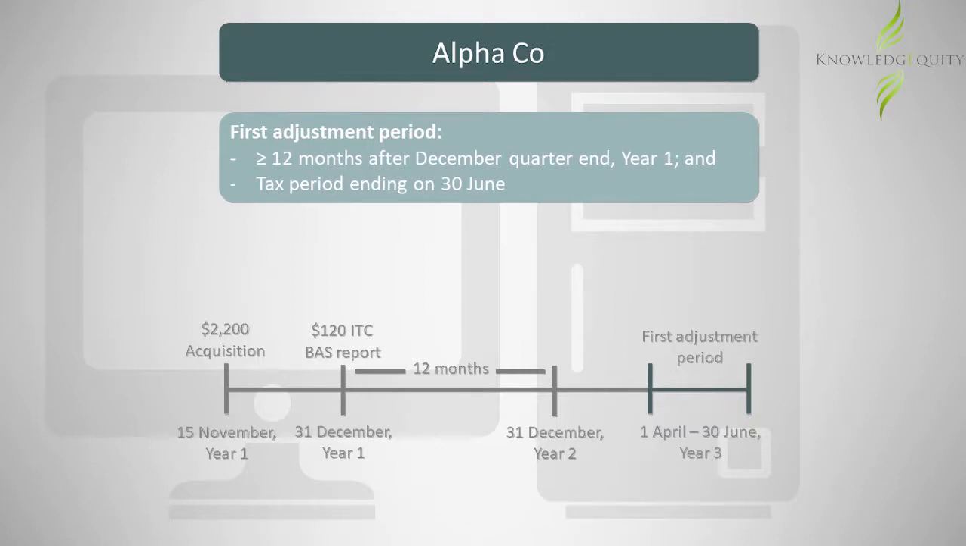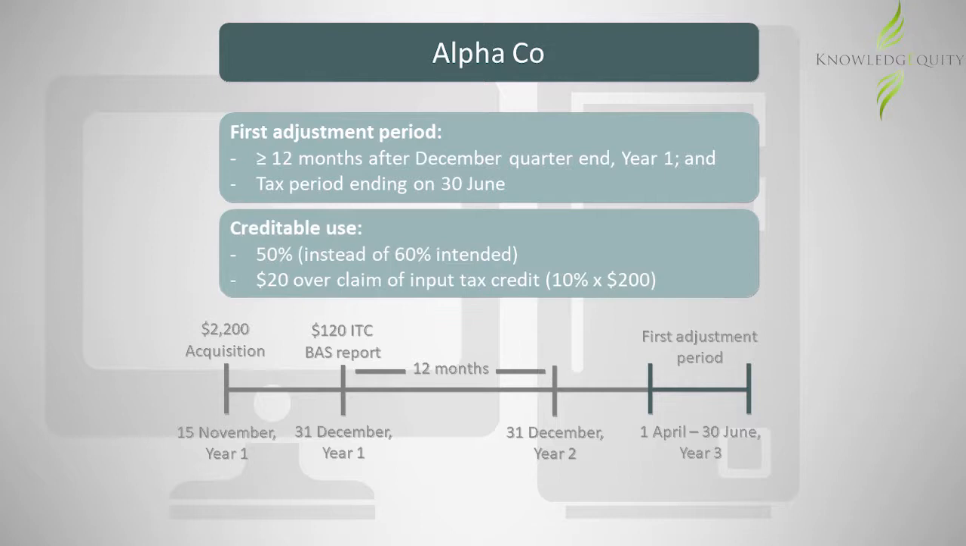During the first adjustment period, Alpha reasonably estimated that it had actually used the computer only 50% of the time for a creditable purpose throughout its ownership. The actual use of the computer is less than the planned use, and so 10% too much has been claimed as an input tax credit. An increasing adjustment, which increases the GST net amount, is included in the calculation of Alpha's net amount for the June BAS in Year 3.